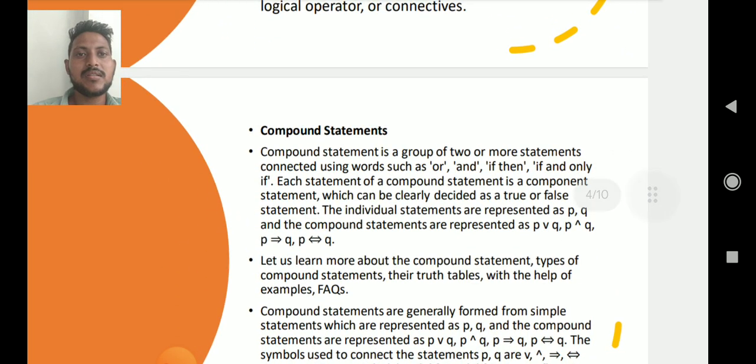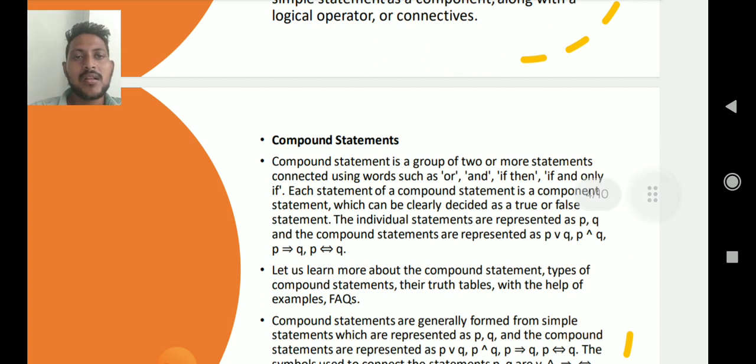Compound statement. A compound statement is a group of two or more statements connected using words such as or, and, if then, if and only if. Each statement of a compound statement is a component statement which can be clearly decided as a true or false statement. The individual statements are represented as P, Q and the compound statements are represented as P ∨ Q.